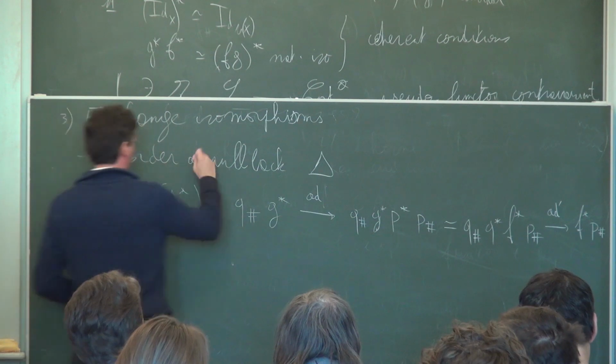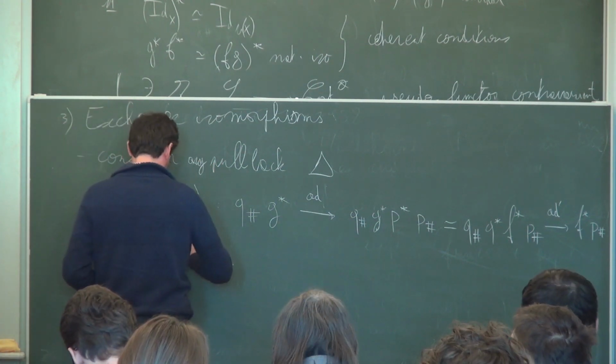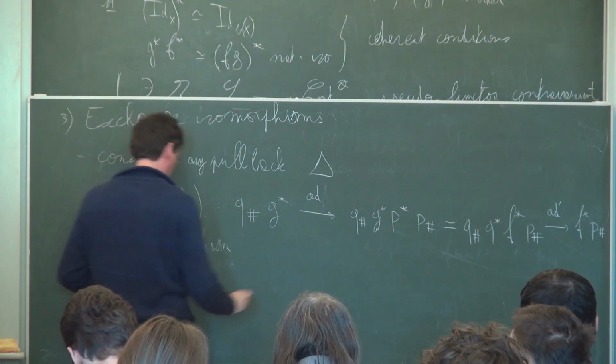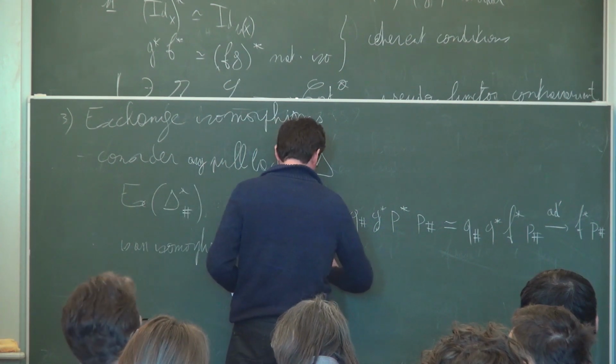So for any such square, this is sometimes called the P base change property.